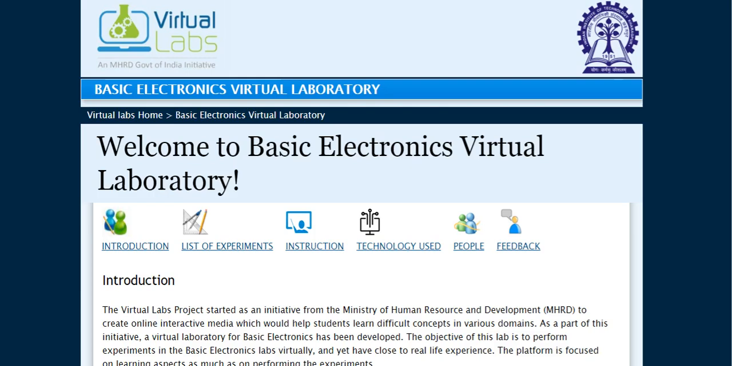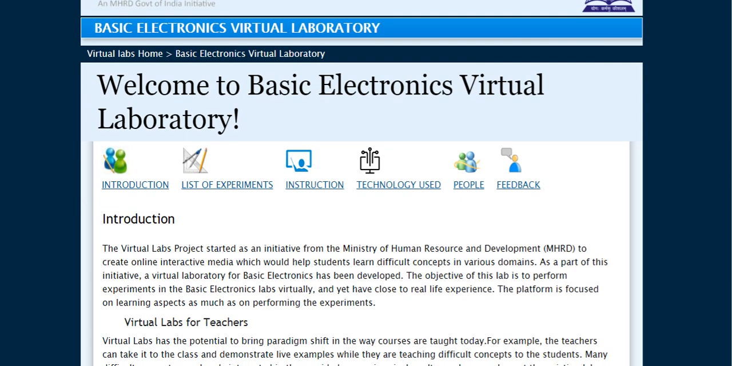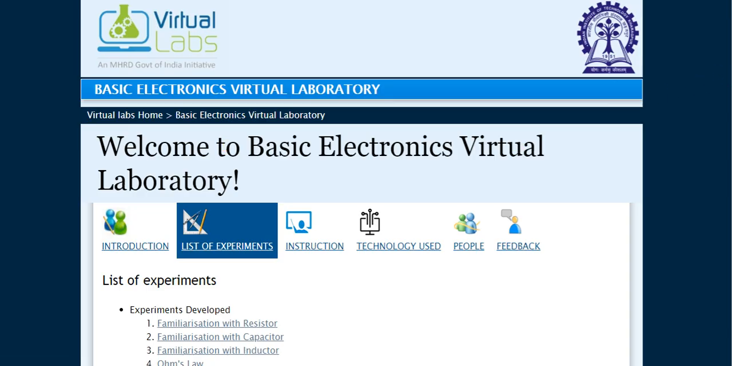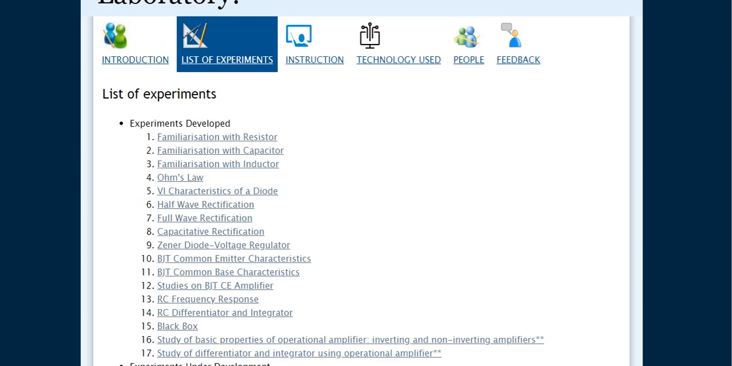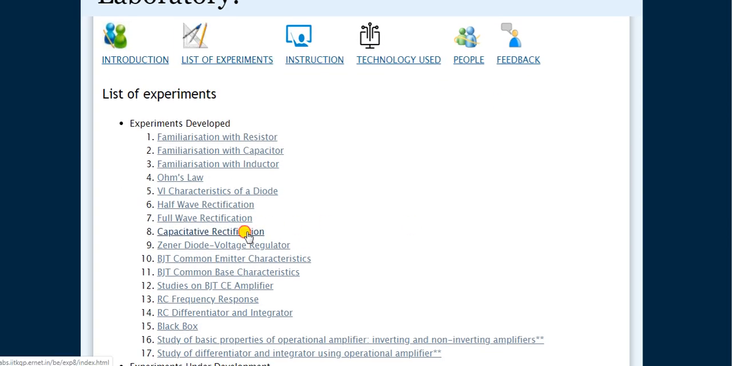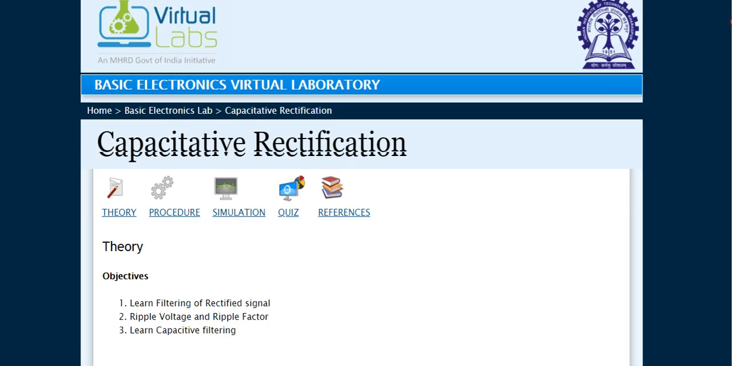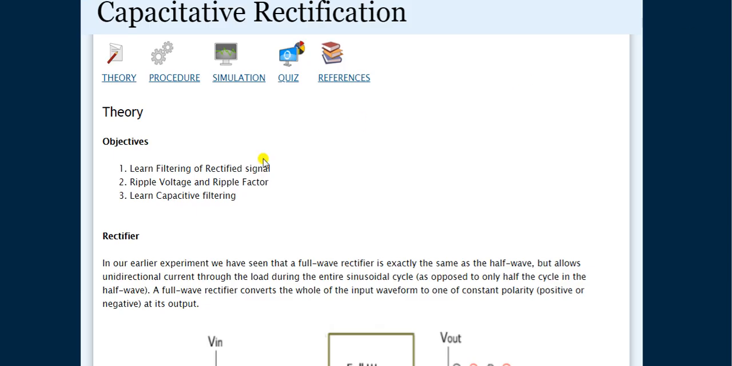Hello everyone, welcome to Basic Electronics Virtual Laboratory, and in this series today we will discuss the practical capacitive rectification. So just click on capacitive rectification. The objective of this practical is to learn filtering, ripple voltage, ripple factor, and capacitive filtering.